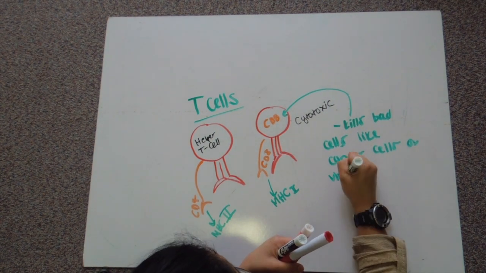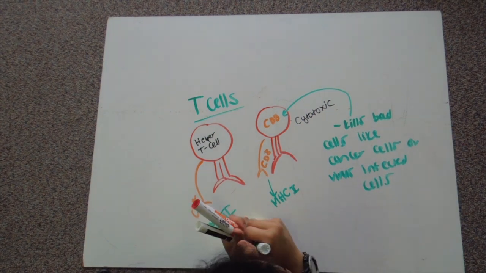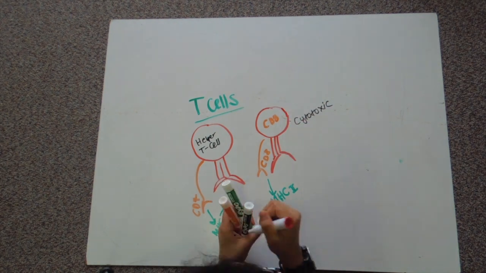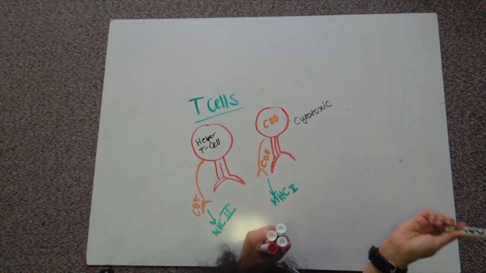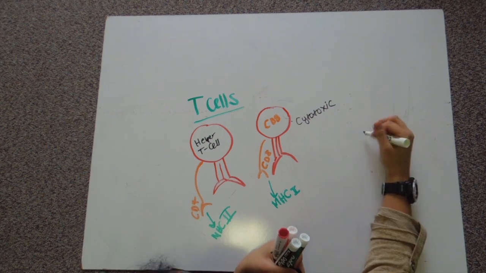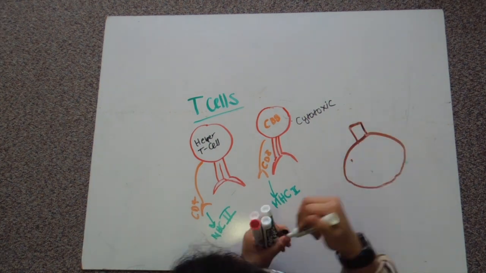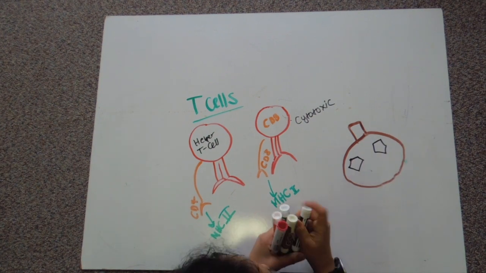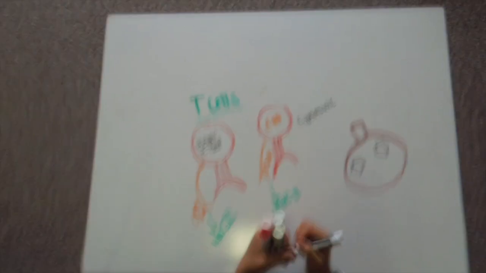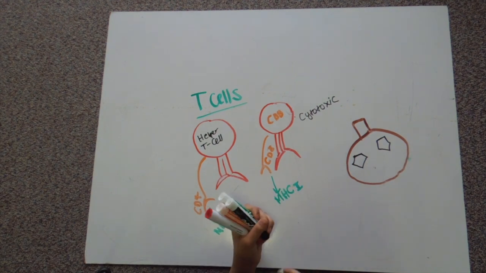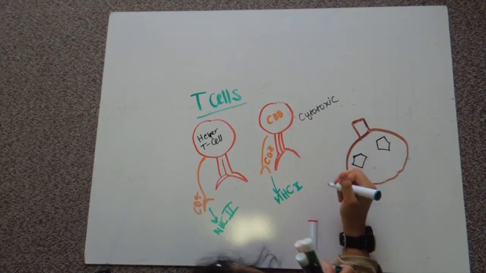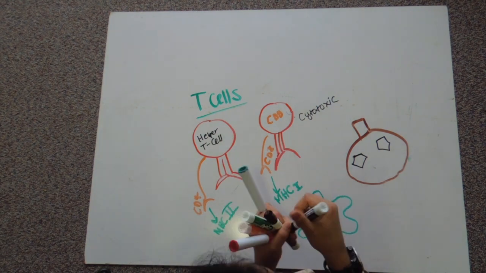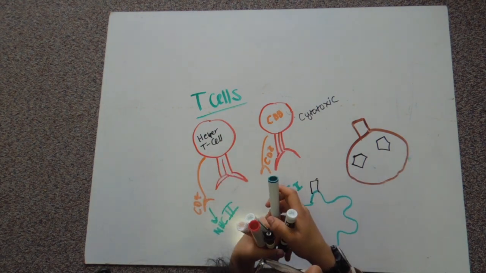CD4 positive T cells are referred to as helper T cells and are attracted to the MHC2 complex. CD8 positive T cells are attracted to MHC1 complex and are cytotoxic. CD8 kills bad cells such as cancerous cells or virus-infected cells like B cells. T cells differentiate into effector and memory cells. An effector helper T cell releases cytokines that act as an alarm to other cells to get in gear for an infection in the body. Cytotoxic T cells and their effector cells kill cells.